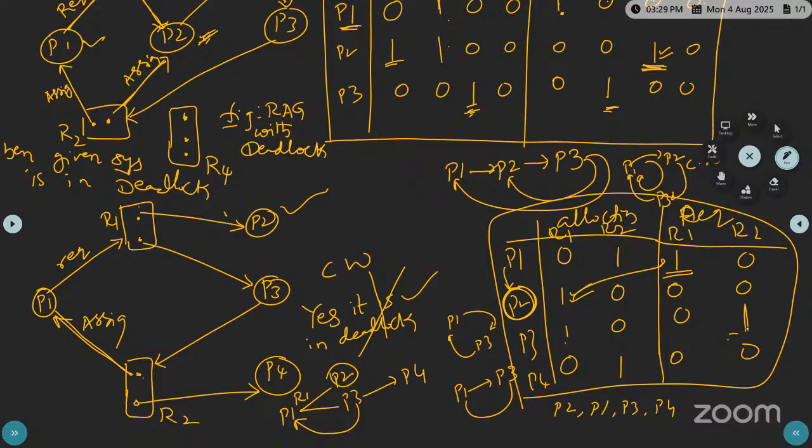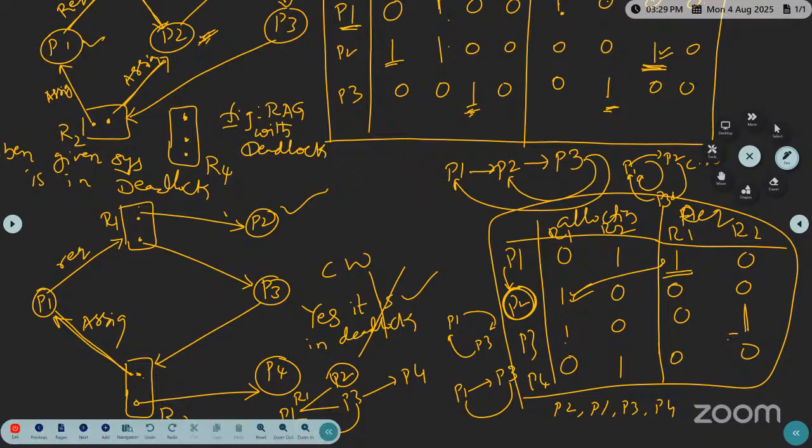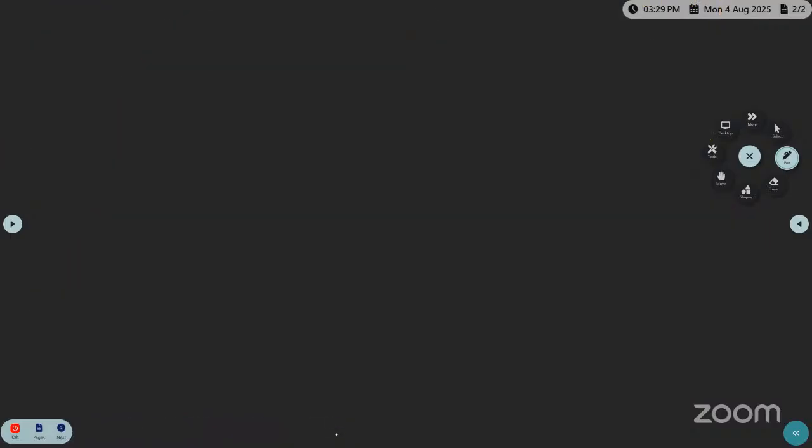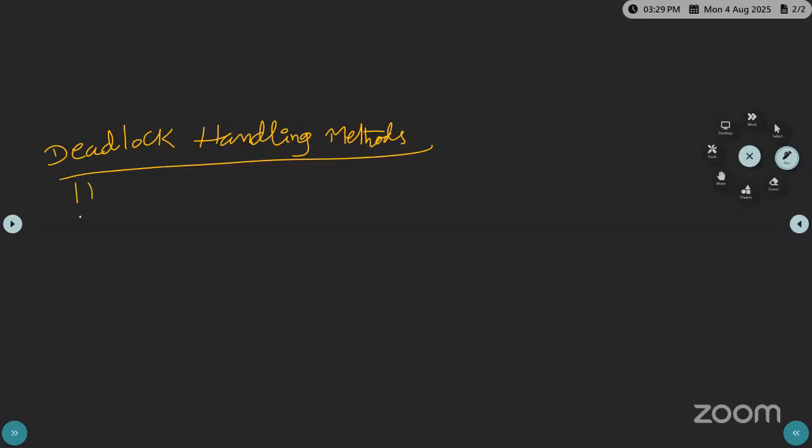Then, over from this, we'll do one problem. Deadlock. Note down the deadlock handling methods. Write down very fast.